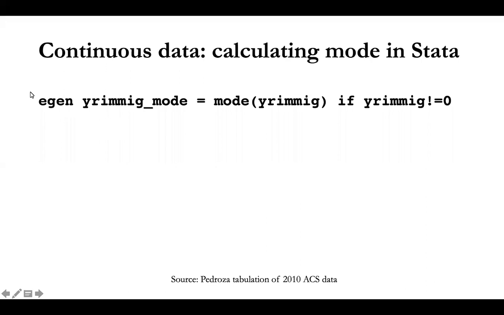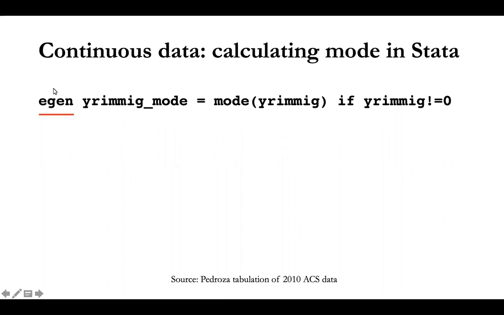I'm going to use this egen command. This is going to generate a new variable that I'm going to call YR_immig, year of immigration, underscore mode. I'm creating this name; I could have named it whatever I wanted. Set that equal to the mode, and that's going to be the way that we calculate the mode for year of immigration. And again, don't forget the if statement, if the variable is not equal to 0.